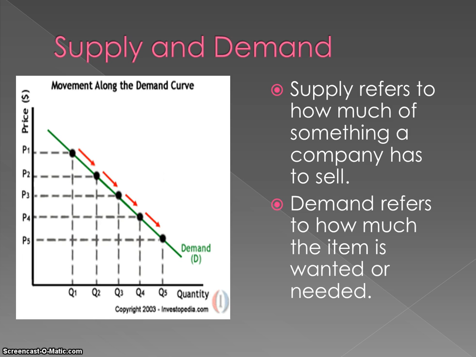All right, so supply refers to how much of something a company has to sell, and demand is going to refer to how much of the item is wanted or needed by people. And we'll talk about some examples and instances of the free market economy and supply and demand in our lives today that may be highly priced and you're wondering why in the world that is. We'll have those discussions in class.